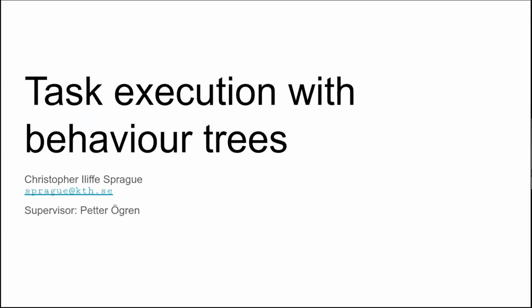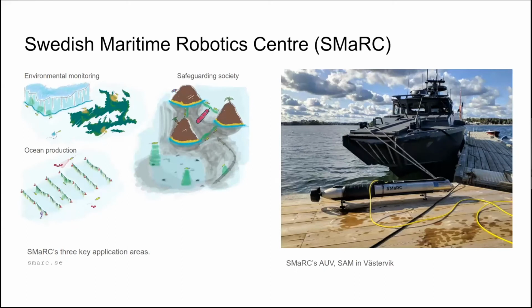Before I go into details, I want to give a bit of background for our YouTube listeners, or watchers rather. SMaRC has three application areas: environmental monitoring, safeguarding society, and ocean production. In all these scenarios, we have to use an AUV like this one to accomplish different tasks. Environmental monitoring could be going near a glacier. Safeguarding society could be monitoring some area for security. And ocean production could be some sort of agricultural project.